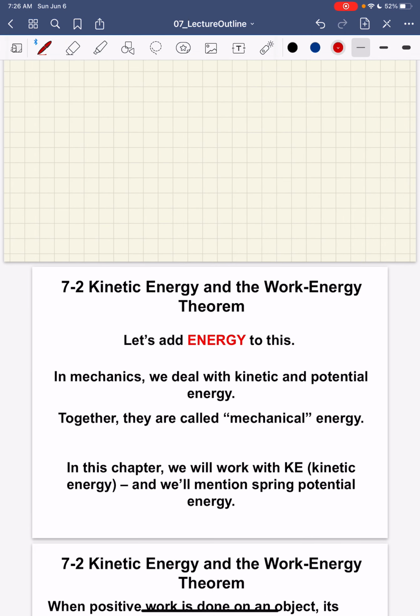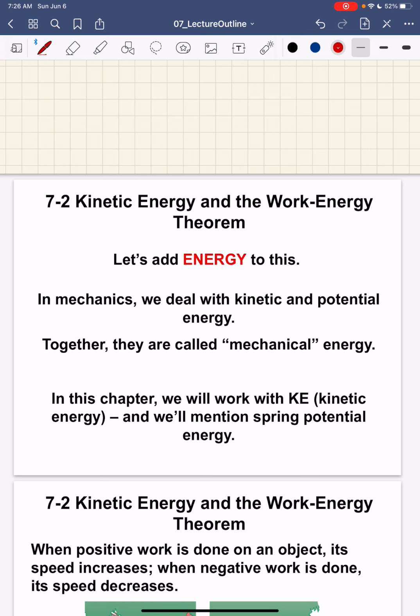Now, here we are going to add the concept of energy to this topic, and I will say here we will talk about two types of energy. We will deal with kinetic and potential energy. There are more than one type of potential energy.